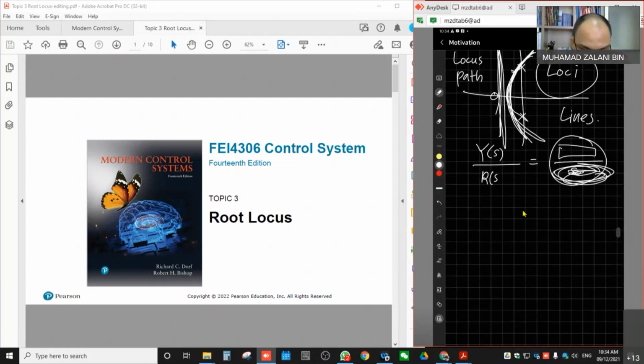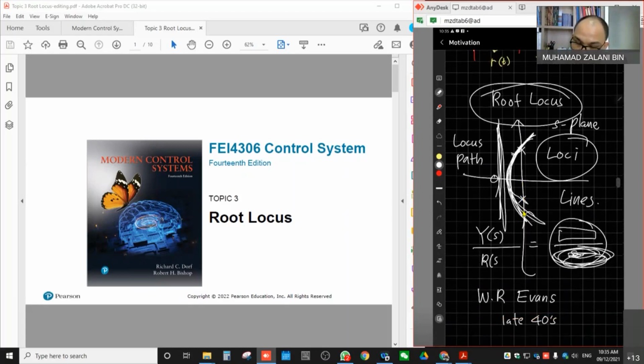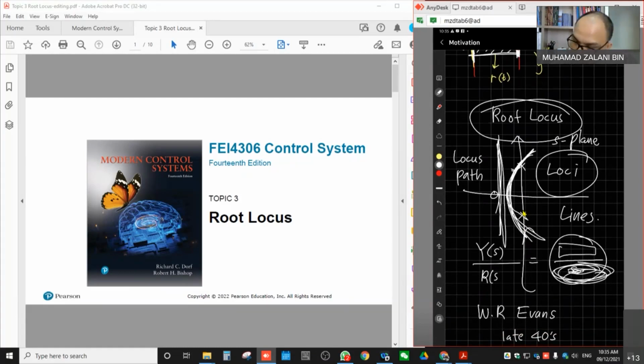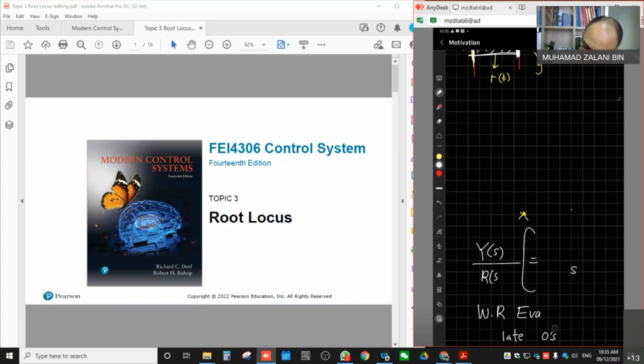The inventor, the somebody who started the root locus, was Mr. W.R. Evans in the late 1940s. Late 1940s. W.R. Evans devised the method of finding the stability of a control system when the parameter changes. So we call it the root locus. Luckily he did not use a name like Evans root locus, he did not give it his name. Some people do name things after themselves, but this one he named simply root locus. Okay.